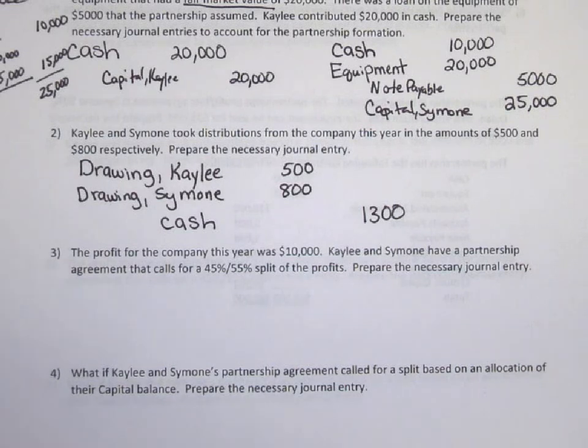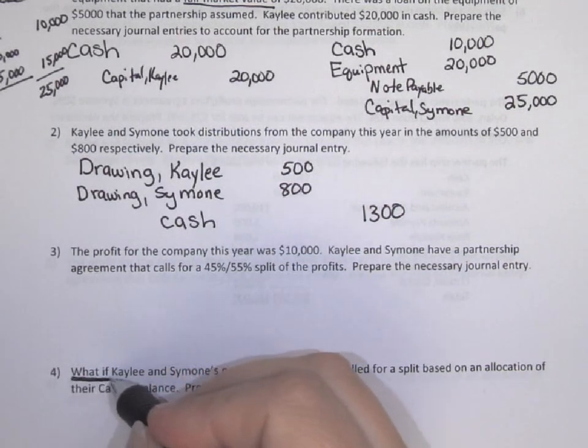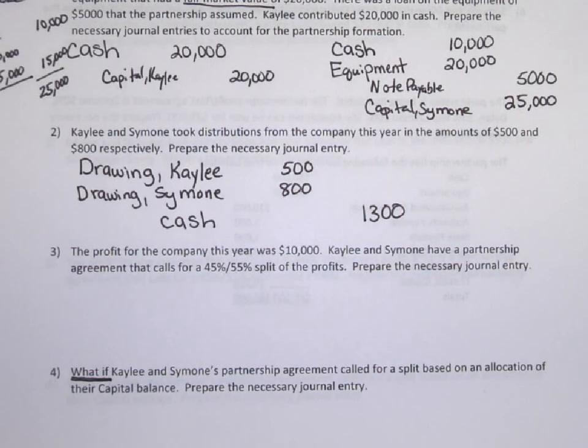We are going to look at 2. We're going to look at if it was a stated percentage. We're also going to look at if we had an allocation based on the capital balance. So number 3 is the one that we're kind of going to stick with when we're looking at other items in the problem. This is just a what if item for number 4. So I just wanted to kind of put that out there.